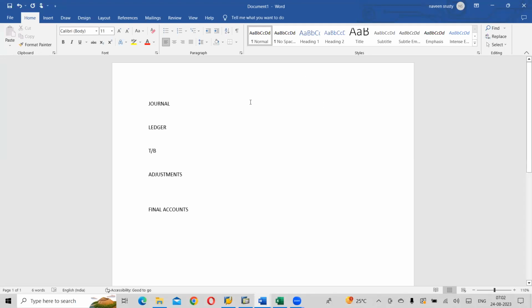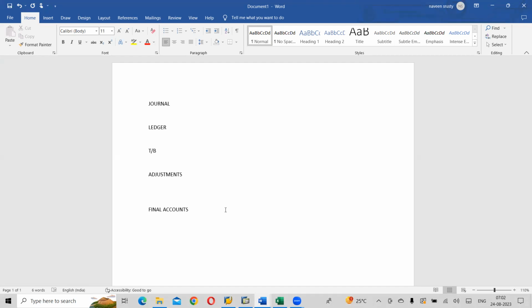So I know a journal, I know ledger, I know trial balance. Why do these adjustments occur? Why do these adjustments occur normally in manual accounting? Well, if we miss an entry at the end, why do we miss it? If there are any incorrect postings or some incorrect journal posted, yeah.